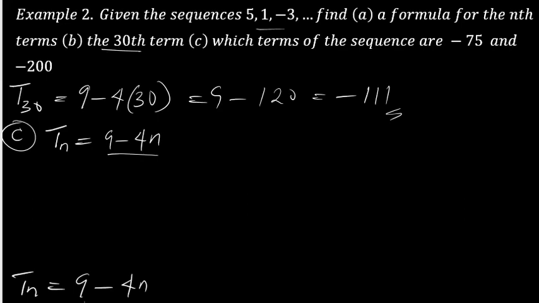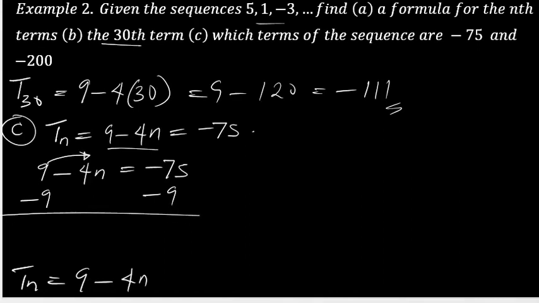So that means 9 minus 4n is equal to minus 75. If you move this 9 to the other side, to the right hand side of the equation, to do that, this is plus 9, you just add minus 9 to both sides of the equation. This will cancel out this. We have minus 4n is equal to, if you add minus 75 to minus 9, you have minus 84.